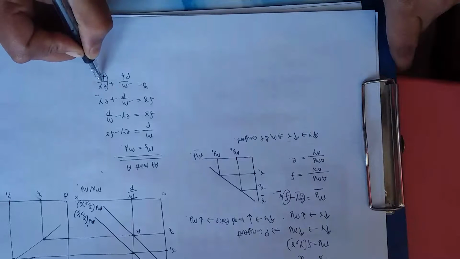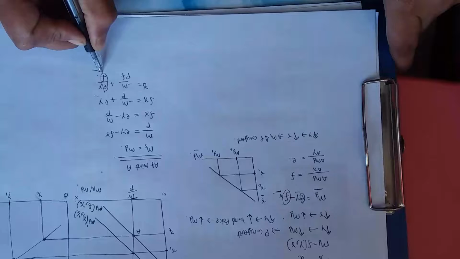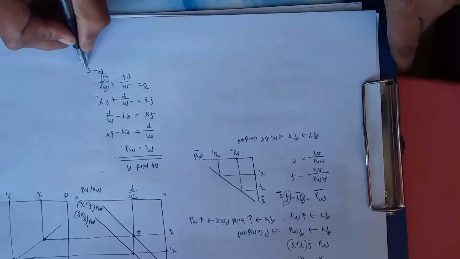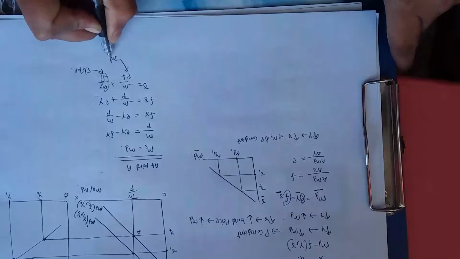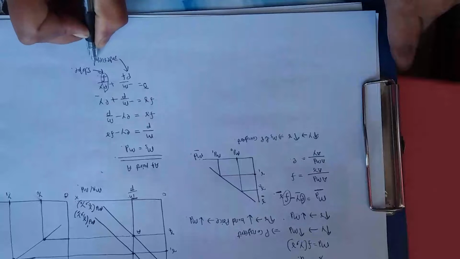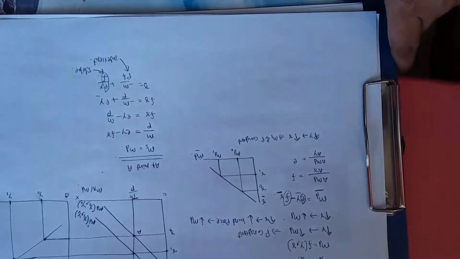This E upon F is the slope, and this is the intercept.